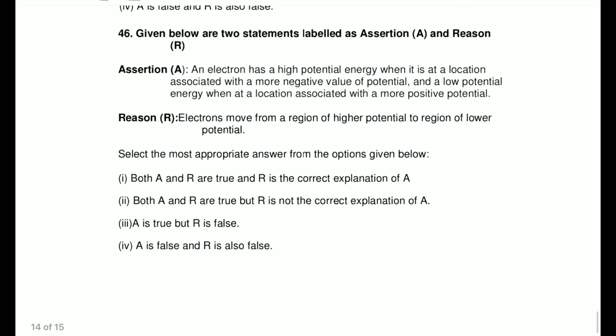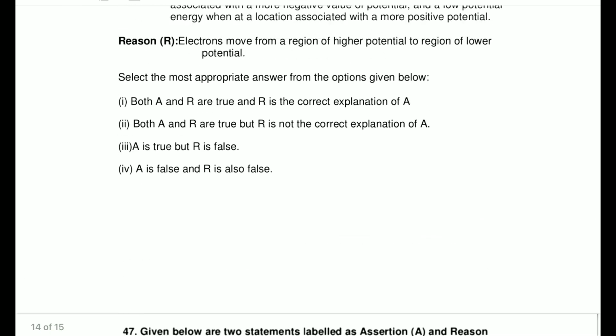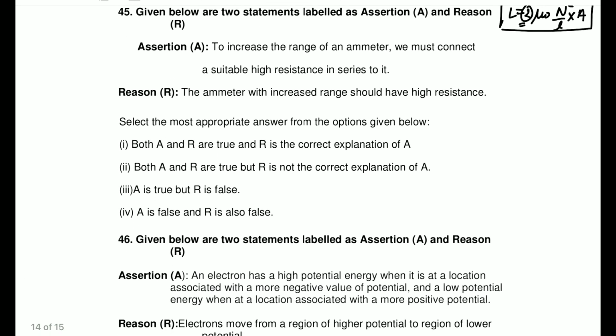Now 45, 46, 47, 48 and 49. All the rest of the questions are assertion and reason based questions, so let's try to solve them. You will have an assertion and a reason, and you have to decide out of these 4 which option is most suitable. Given below are 2 statements labeled as assertion and reason. So let's read the statement here.